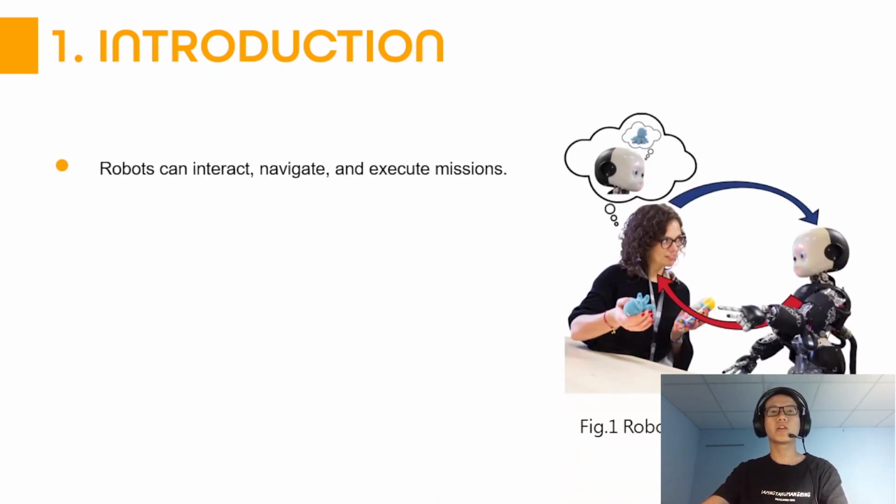As you know, currently robots partially can interact, navigate, and execute missions. We are living in an environment that changes every time. For example, people are moving around, stock prices go up and down, or a new table is added to the room, and so on. So, the robots must be able to adapt to this.